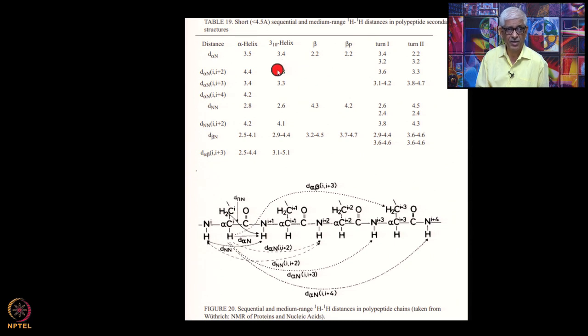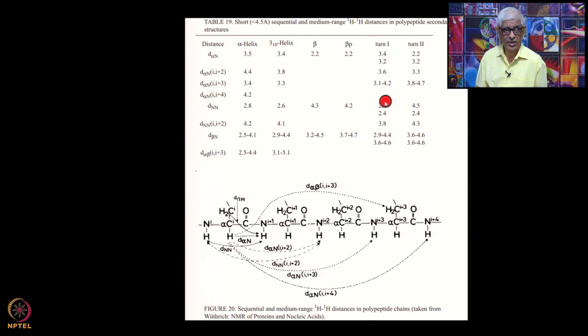You may find it sometimes in the 3-10 helix, and you may not find it in the alpha helix as well, because the 4.4 is a little longer compared to these distances. But in turn 1 and turn 2, you will find this distance very short. And alpha n i to i plus 3 is also observable, 3.1 to 4.2, 3.8 to 4.7. So, you will see this distinction is not very easy from this, but this is a very characteristic discriminating distance between the two structures.